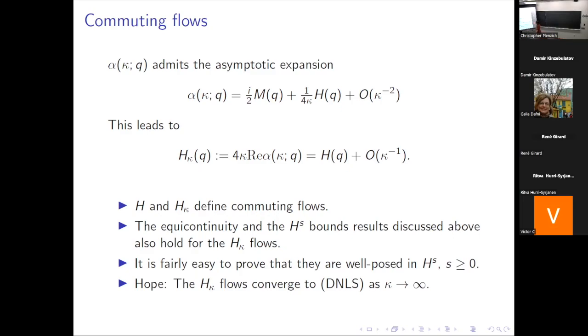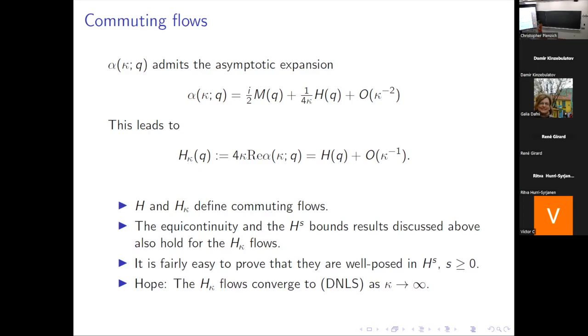Okay. So looking at this asymptotic expansion, we get inspired to consider H kappa like this: H kappa to be 4 kappa times the real part of alpha. Why? Because this is exactly the Hamiltonian of the NLS, H, plus some lower order terms. So what do we have? We have this Hamiltonian that, as kappa goes to infinity, approaches the Hamiltonian of the NLS.